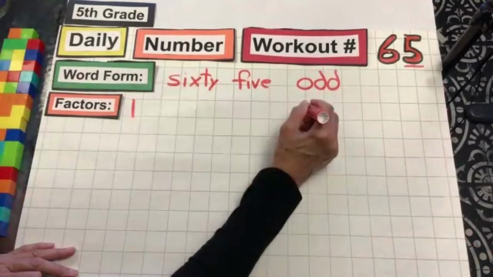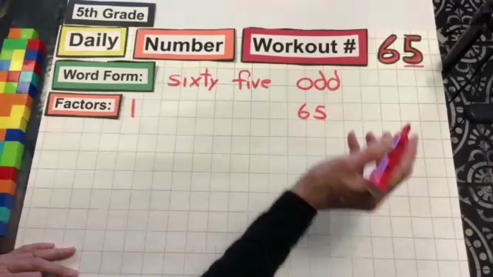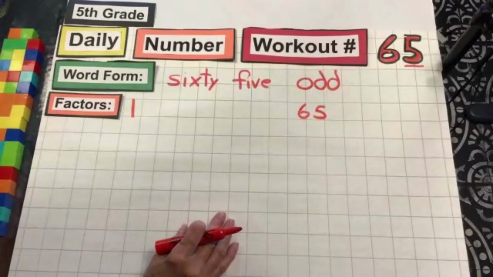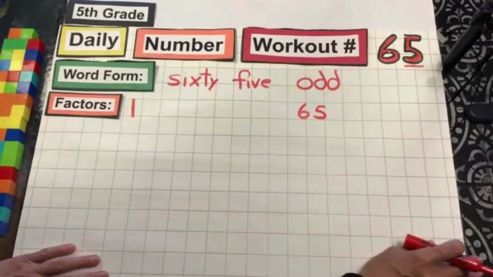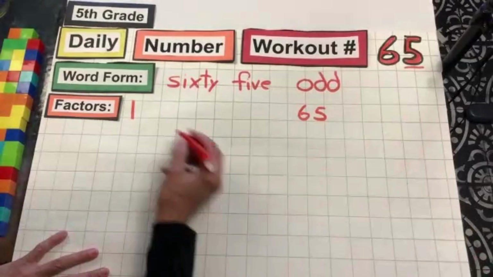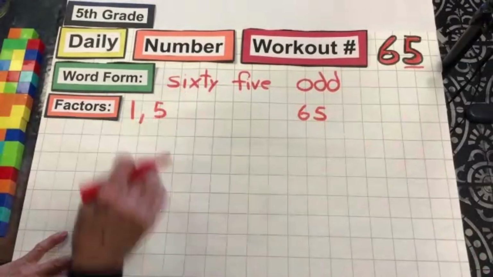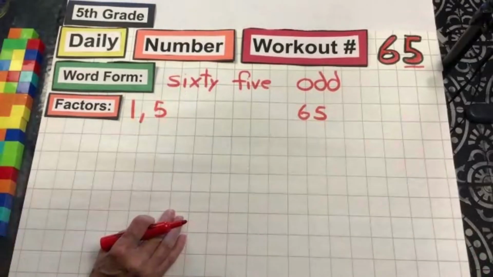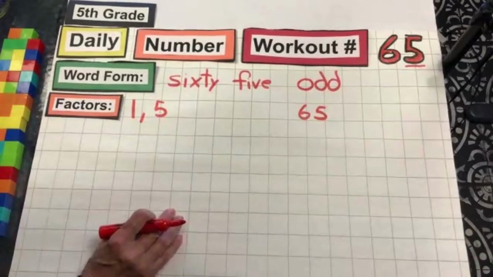We have 1 times 65. 2 does not go in because it's odd. 3 does not go in. 4 does not go in because it's odd. 5 goes in. And let's try and work our 5.